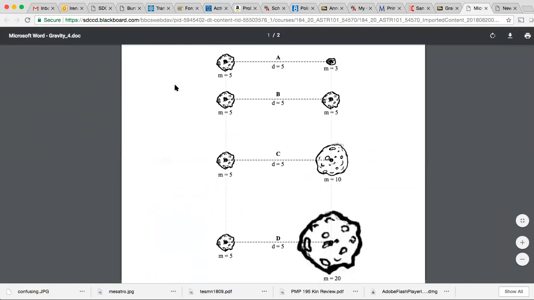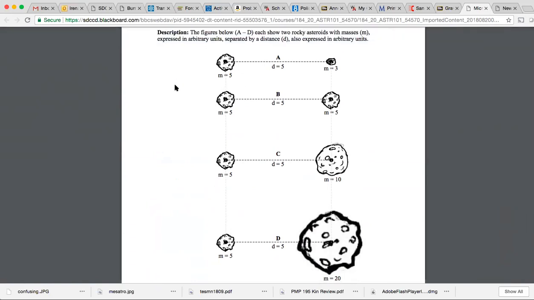Which one? And how much acceleration? Okay. So I think that in image D, the small asteroid would have the most acceleration. Because? Because the asteroid on the right has the greatest mass. Because there is more force in this pair, right? Okay. There is more force.